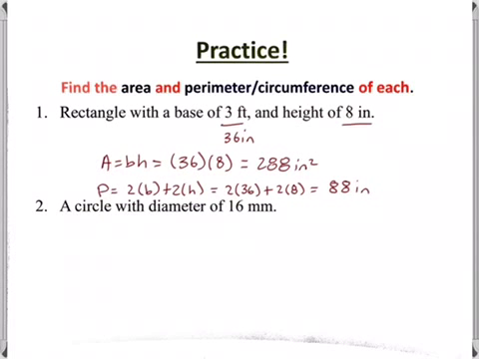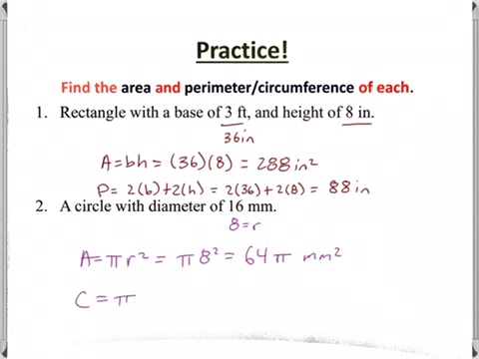In question 2, we're looking for the area and circumference of a circle with a diameter of 16. So we'll find the area first this time. So it's pi times radius squared, which is pi times 8 squared. So that gives us an area of 64 pi millimeters squared. This time when we find circumference, we're going to use the diameter. So pi times diameter. And that means we're going to get 16 pi millimeters is our circumference.